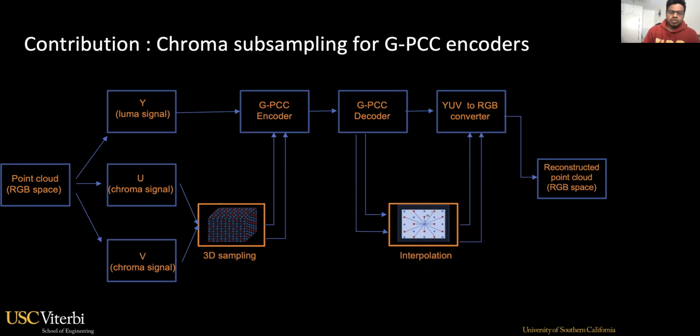So in our work, the main contribution is that we develop a computationally efficient 3D sampling and interpolation method, which can be used in GPCC encoders to achieve chroma subsampling. Here we encode the U and V components independently and the Y component independently, and the U and V components are sampled before sending them to the GPCC encoder.